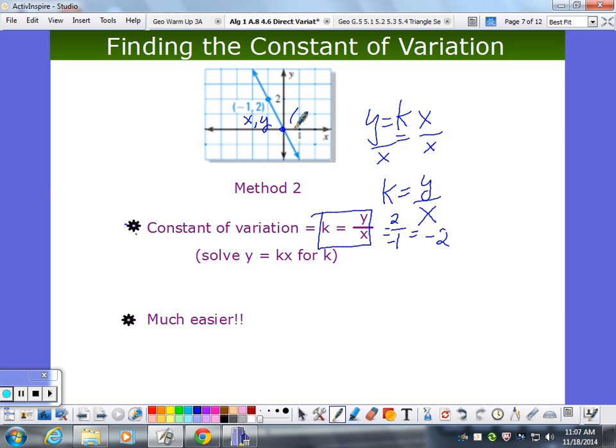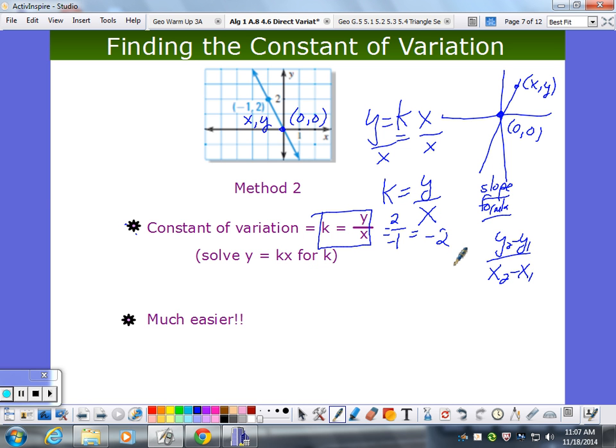How about the slope formula? Because 0, 0 is always going to be a point on a direct variation, right? Let's do a general form. For any direct variation, 0, 0 is a point, and x, y is another point. What's the slope formula? We all need to know that.